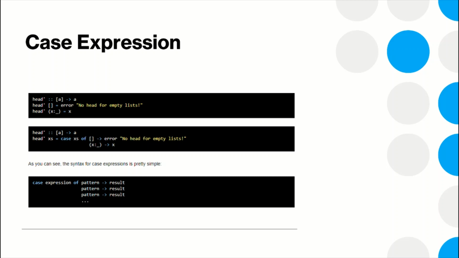So for example, we have the head function that has a case statement. So we are looking if x is an empty list. So it's going to return the error "No head for empty list". And if x is not an empty list, it's going to return the head. And that's all.